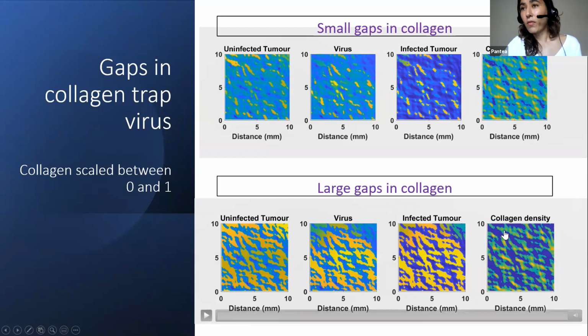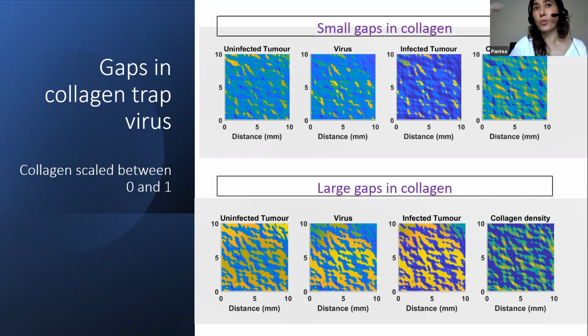Now, in the case of the high collagen, of a large number of gaps, the virus will even more so fall into these gaps and infect cells in these regions. So we have a lot of infection, but this infection is within these gaps. And what that means is that the tumor range outside of these gaps can actually continue to grow, because the virus has become trapped within the gaps.